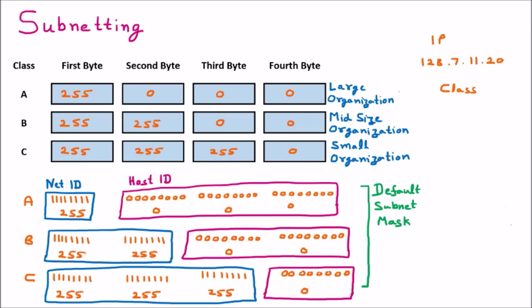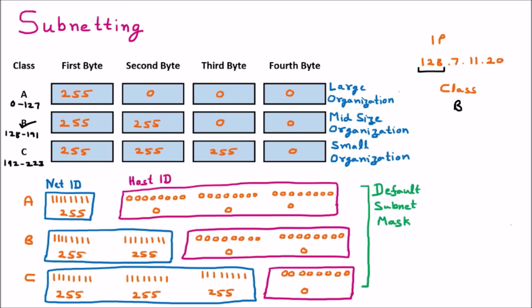Now we know that for finding the class we first have to check the first byte. Class A has the range 0 to 127. Class B has the range 128 to 191. Class C has the range from 192 to 223. So if we talk about 128, this 128 falls under the range of class B, which is from 128 to 191. So the answer for the class is that it belongs to class B.